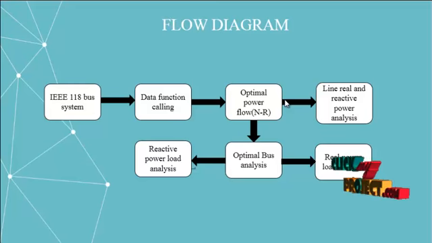Another block is for line and line losses for this real and reactive power analysis, because the major issues are in transmission lines, and we have very major losses in our IEEE 118 bus system. So we analyze the line loss, and we find the real and reactive power losses in this block. In the intermediate section for the optimal bus analysis, we find the stability index, our transient stability, power factor, voltage profile, and our optimal buses.